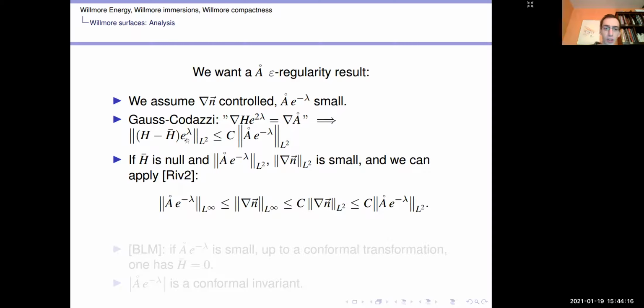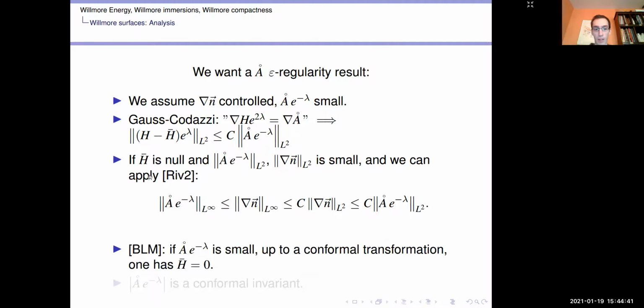So let's go back to this equation. It tells us, geometrically speaking, that we are almost a sphere. We are almost CMC if A naught E minus lambda is small. But if we are almost CMC, if we are almost a sphere, we know that an inversion sends a sphere into a plane. So if we are almost a sphere, can't we find an inversion that sends us almost to a plane? Well, that is exactly a result shown in joint work with Yann Bernard and Paul Laurain.